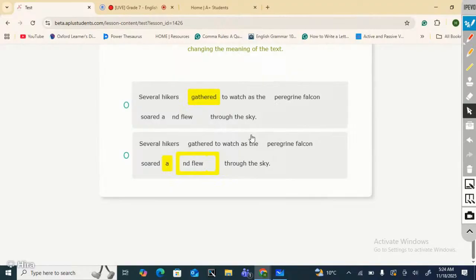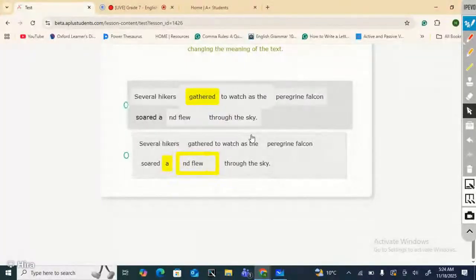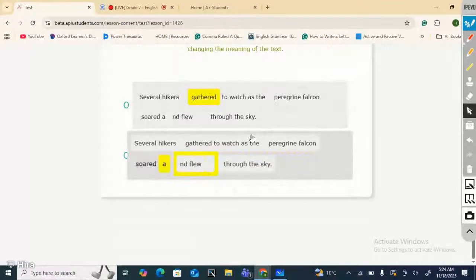Well, the word gathered, it's not redundant because there is no other word in the text which means the same. But "and flew," soared and flew. Soared also means fly high in the sky. So it means the words and flew. Flew is redundant here because it means almost the same as soared. So we'll select the second option.